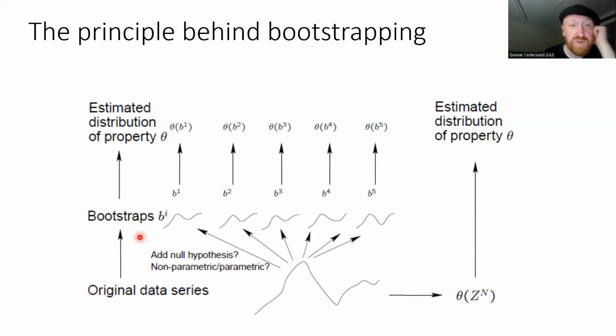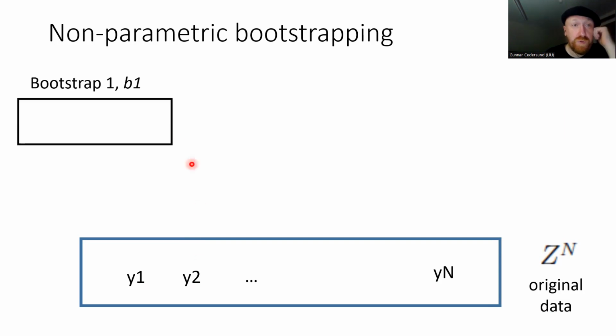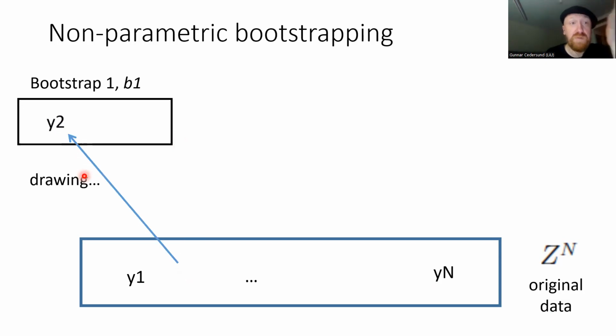It's very simple. You just create these bootstraps. And there are different ways to do that. Either you can do a non-parametric approach, sampling with replacement, or you add a null hypothesis, so you use a model basically. So let's look at the first alternative to create these bootstraps. So you have this original data series, y1, y2, all the way up to yn. And then if it's non-parametric, you do sampling. So you want to create the first bootstrap data series here. Then you draw a value.